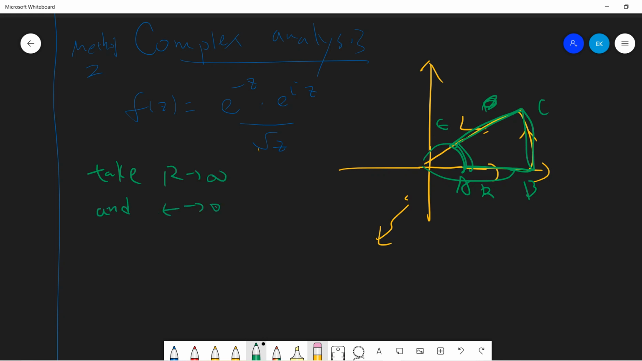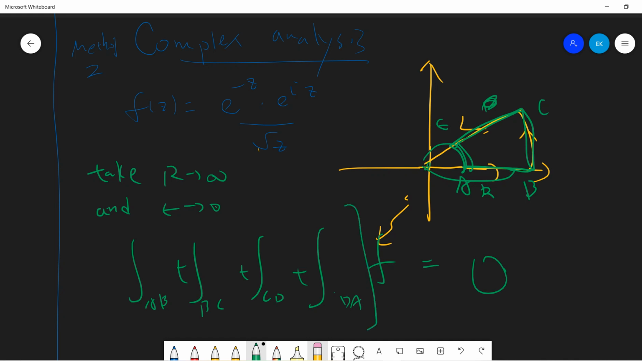Okay, so we have a full loop, right? So we have A B, B C, C D, D A. The integration of f will be 2 pi i times the residue, right? But there's no pole here, right? The only pole is here. Okay, so we have this. So the goal is to write down every integral, A B, B C, C D and D A, and see what we get.